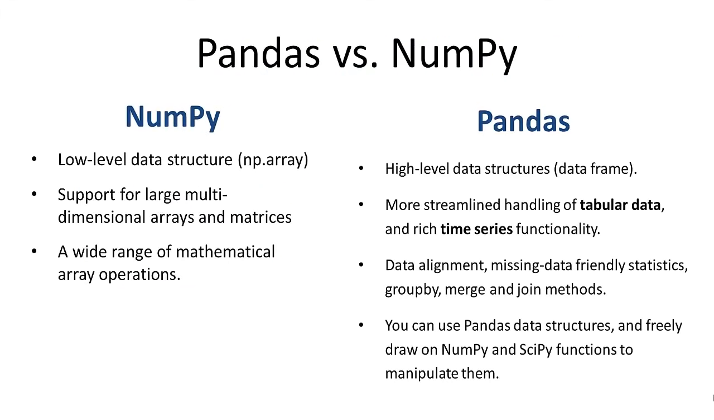So you might ask, well, what's the difference between Pandas and NumPy? Well, NumPy is a low-level data structure, NumPy arrays, and Pandas is a high-level data structure, the data frame. NumPy supports large, multi-dimensional arrays and matrices, and it has a wide range of mathematical array operations that you can apply to those arrays and matrices. Pandas is more streamlined for handling tabular data. So think of Pandas as a spreadsheet.